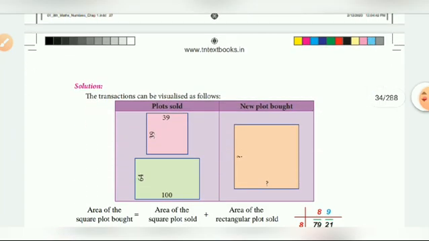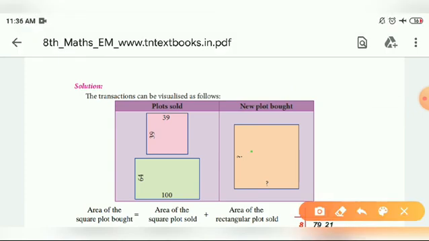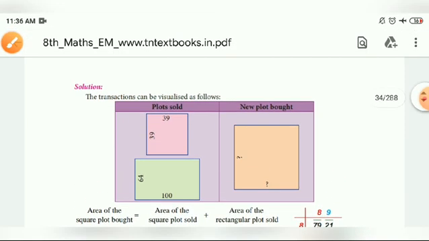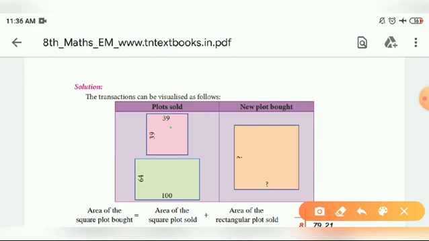They have given the visual representation of the question. The first plot length is 39, so that means 39 meters. It is a square plot, and the rectangular plot length is 100 meters and the breadth is 64 meters. The real estate owner wants to sell these two plots and acquire a new plot. He is willing to buy a new square-shaped plot containing the same area as the two plots.